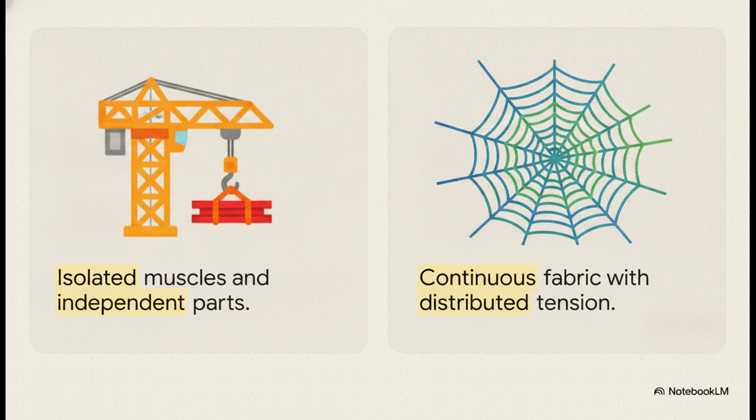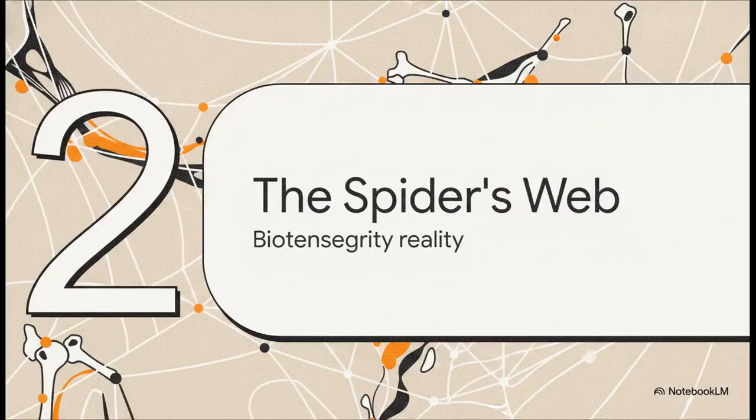Instead, welcome to the reality of biotensegrity. Think of a continuous, fluid, interconnected web. In this model, you don't have separate parts. You have a continuous fascial fabric with your bones essentially floating within this distributed tension network. If you pull on one single thread in a web, the entire web shifts. Section 2. The spider's web, the reality of biotensegrity.